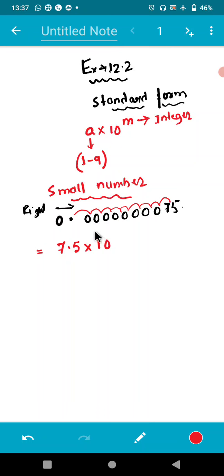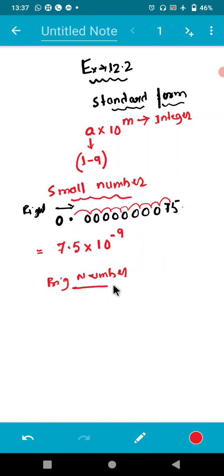Now this is what you have to remember, that when you are converting any smaller number to a standard form, the exponent will always be minus. Always minus. Or else you can remember it like this: whenever you are shifting the decimal from right to left, you will keep the power as negative. Now a big number, how to convert a big number to a standard form. This is also one of the things that you have to learn.